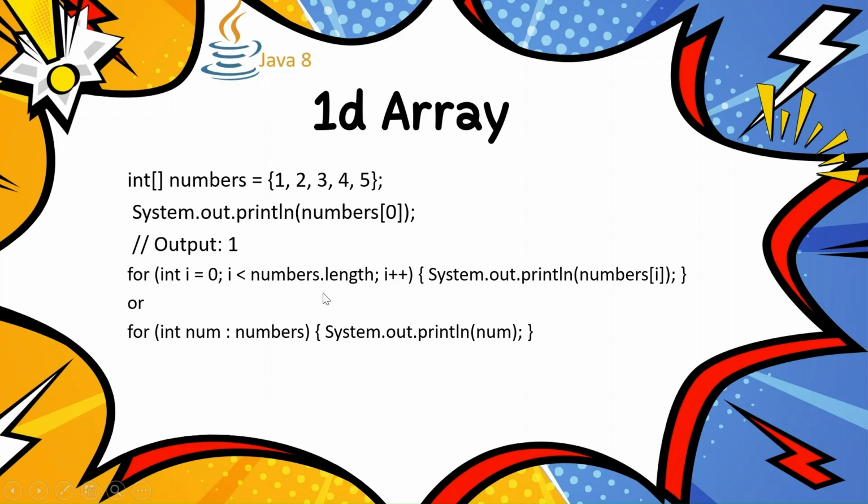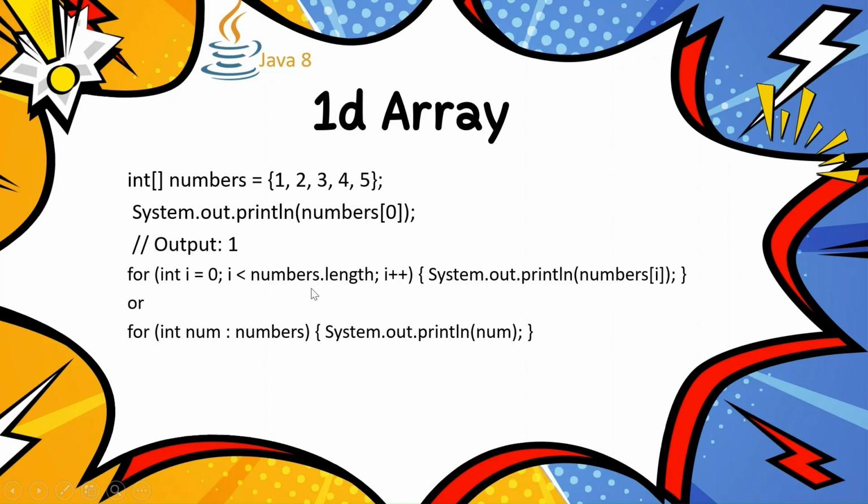So from 0 till 5, it will be incrementing. So it will be printing 0, 1, 2, 3, 4. So 4 is less than 5. When it becomes 5, it will not have anything to print here because we have used less than. If we use less than or equals to, we'll get an error here. So please be cautious when you use the numbers.length method.